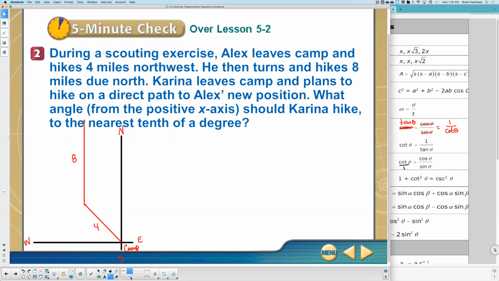So the idea is this: Karina wants to meet up with Alex, and she's just going to walk straight to him. We want to know what angle should Karina walk. So I'm going to ask an obvious question. What shape are we looking at here? Triangle. Okay, to solve any triangle, you have to have 3 pieces of information. Right now, we only have 2, but there was something else given to us in this problem that I did not write down.